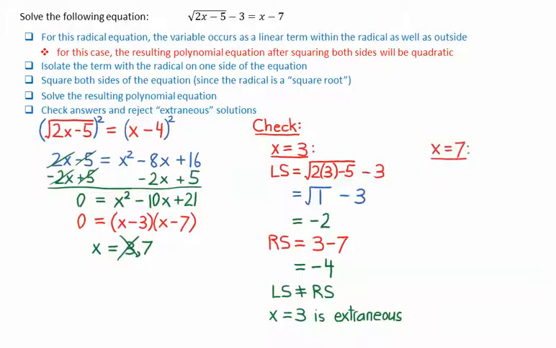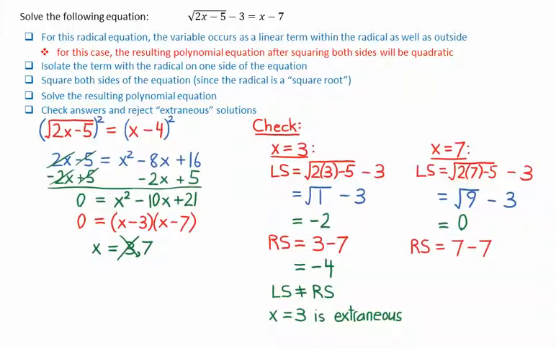We'll now check x equals 7. The left side equals the square root of 2 times 7 minus 5, minus 3. This results in the square root of 9 minus 3, which is equal to 0. The right side is equal to 7 minus 7, which is also equal to 0. Here, the left side does equal the right side, so this is a good solution. We then have a result of x equals 7 for this equation.